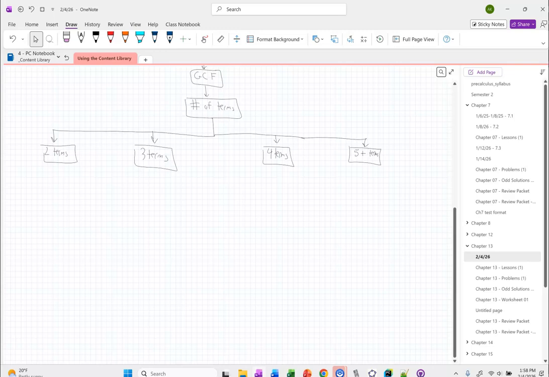So if it has 2 terms, if we have 3 terms, if we have 4 terms, or if we have 5 or more terms, we're going to have a different path down our factoring tree. Now you see why I suggested landscape style, right? Because this thing gets a little bit wide.